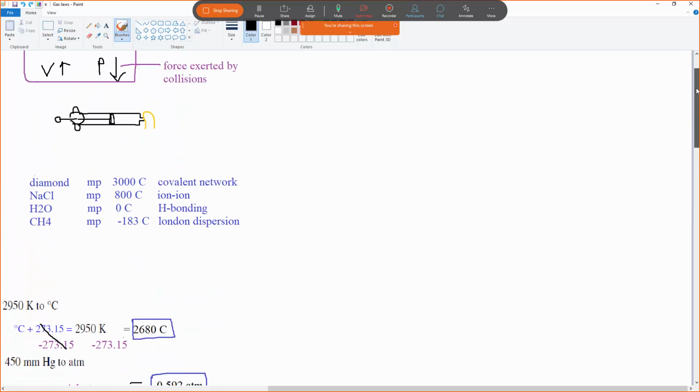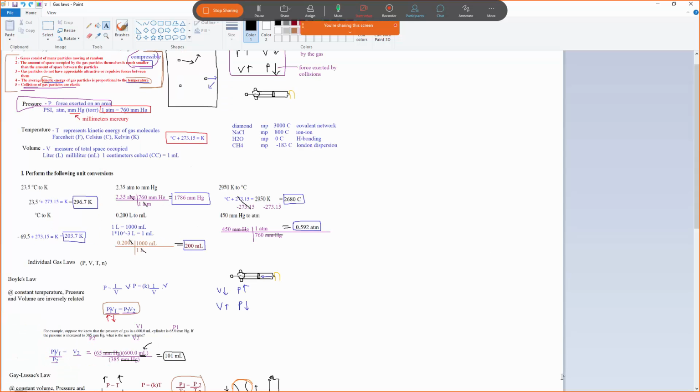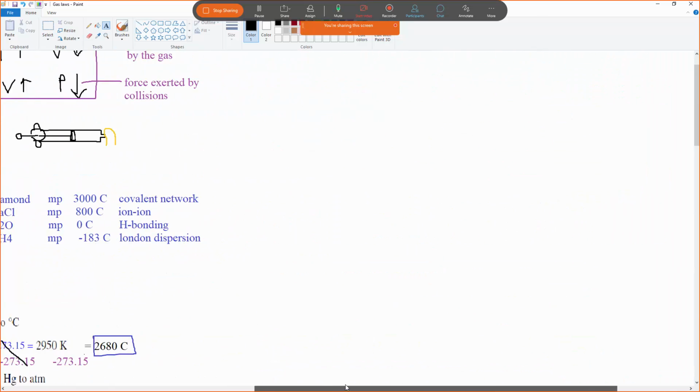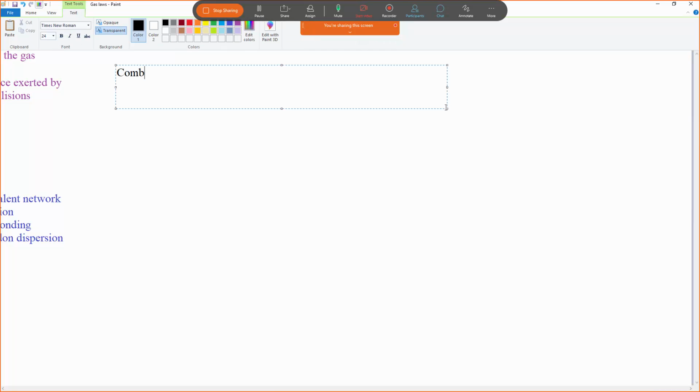We'll start a new section up here. Need a little more space. There we go. Okay, the combined gas law. It combines all of those other laws that we saw, right?